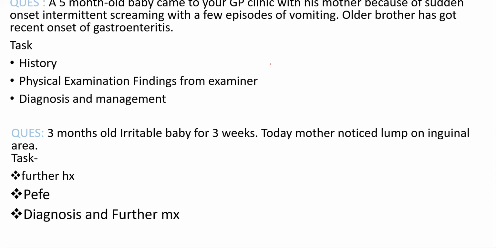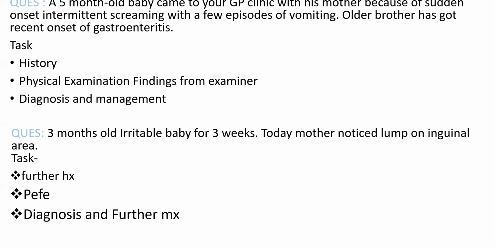Moving on to the next case, incarcerated hernia. A 5-month-old boy comes to the GP clinic with his mother because of sudden onset intermittent screaming with a few episodes of vomiting. So this one also has intermittent screaming with vomiting, so it looks the same as intussusception. Older brother has got a recent gastro. This is just a trap to make you confused.